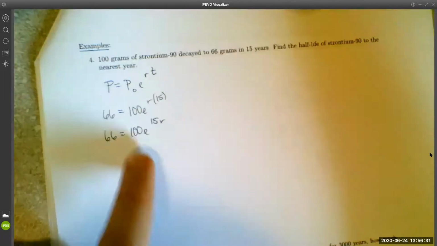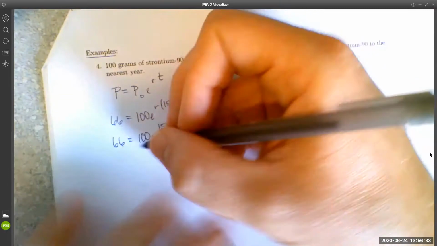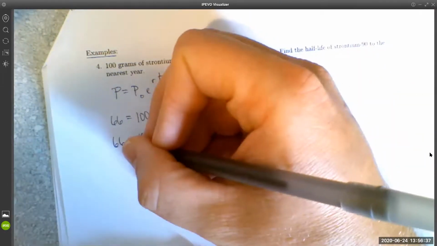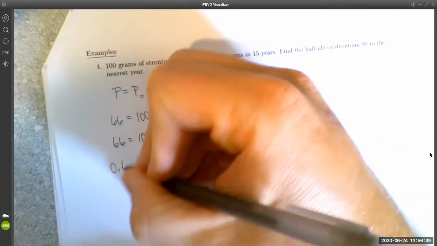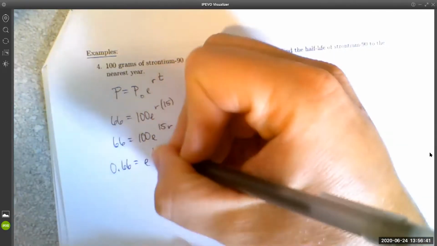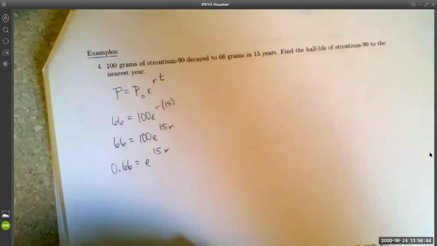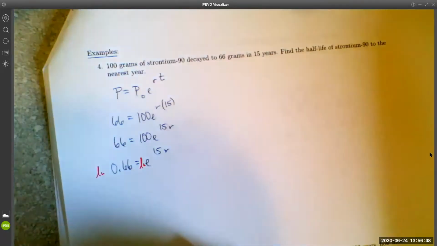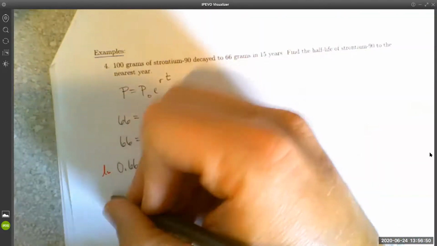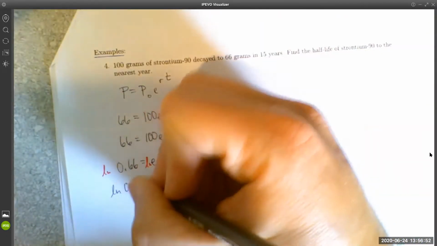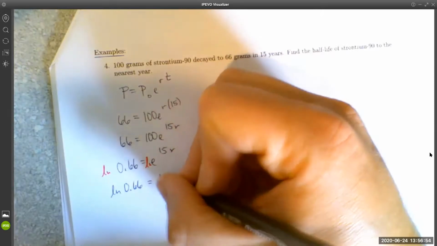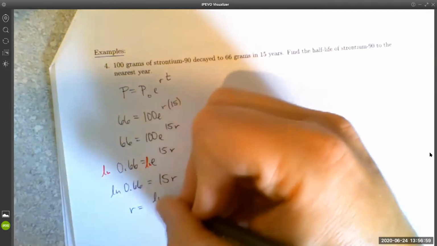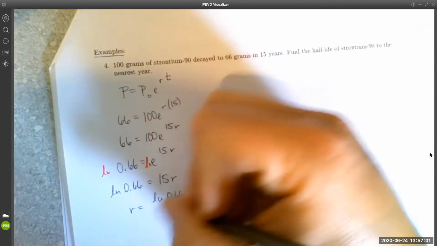Actually, before I do, maybe I'll divide by 100. So dividing both sides by 100, I would just move the decimal twice, right? I would get 0.66 equals e to the 15r. Now I'll take a logarithm. And then divide by 15, right? So r is ln of 0.66 divided by 15.